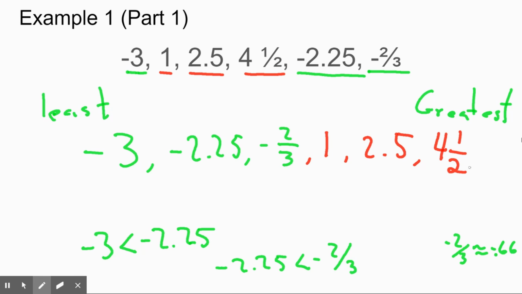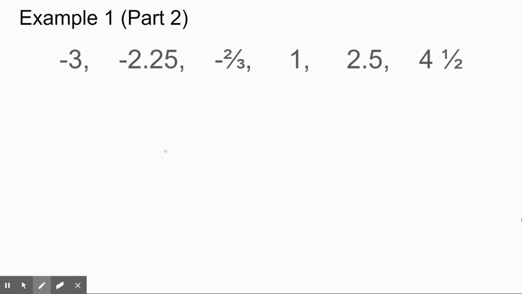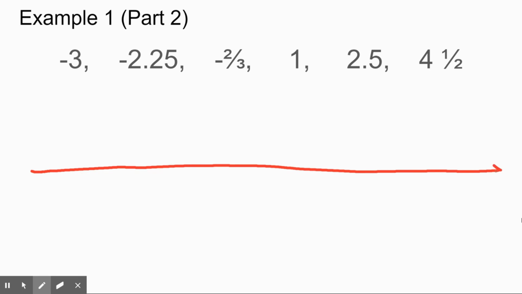Why do we do so? Well, if we want to plot them on a number line, it's going to make it a whole lot easier to figure out where each of our numbers should go. So we're going to draw ourselves a number line. As best we can, it doesn't need to be perfect. We do want to make sure that we put arrows on the end, because that means it's going on forever in either direction. We'll put 0 right in the middle here.